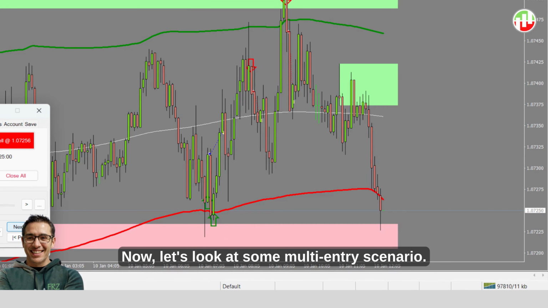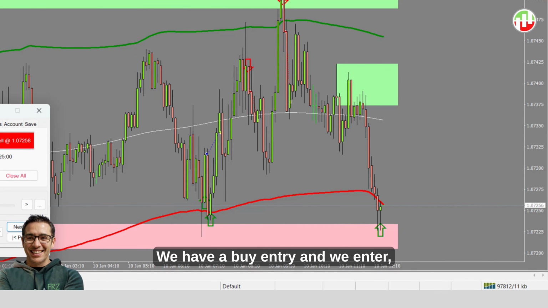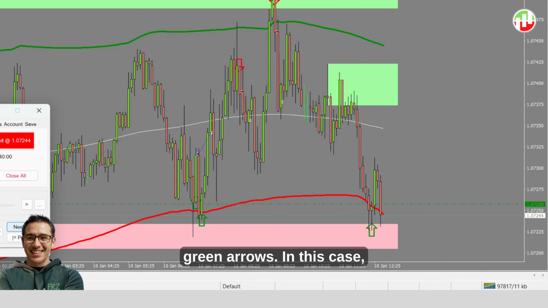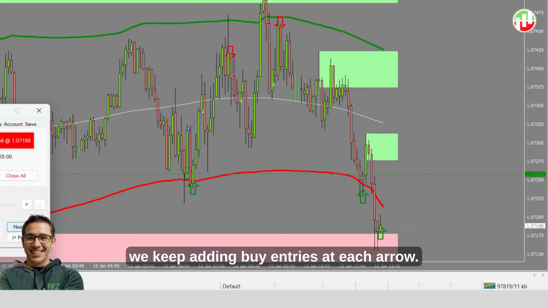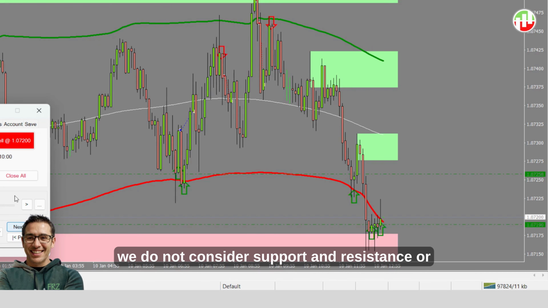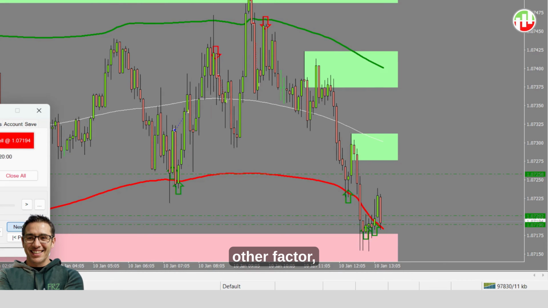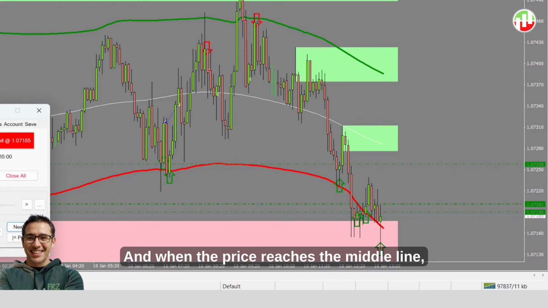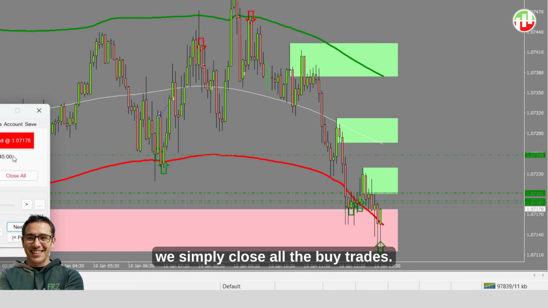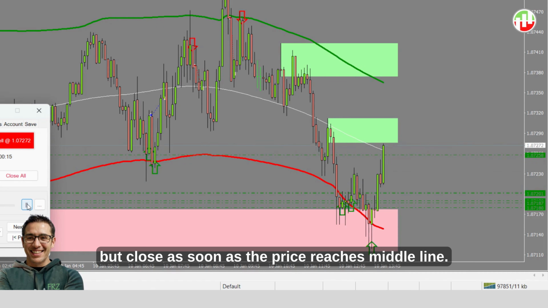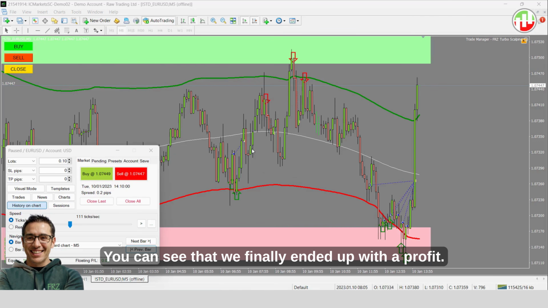Now, let's look at some multi-entry scenario. Now you see we have a buy entry, and we enter, but the price keeps going down, giving us more green arrows. In this case, we keep adding buy entries at each arrow. For additional entries, we do not consider support and resistance or other factor, but just add more buy trades with the same volume. And when the price reaches the middle line, we simply close all the buy trades. Please note, we do not wait till the candle close above the middle line, but close as soon as the price reaches the middle line.